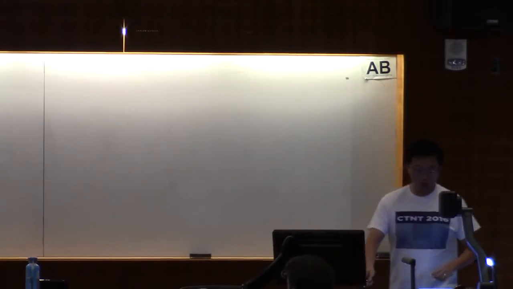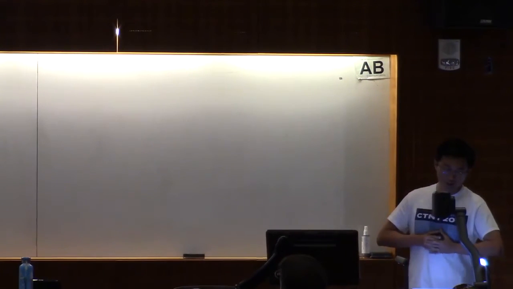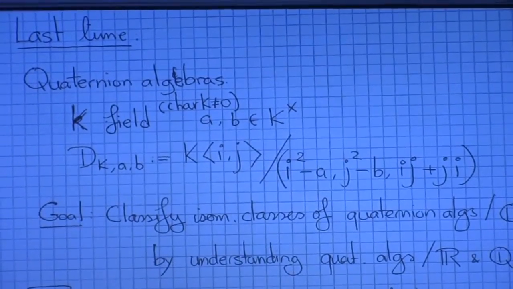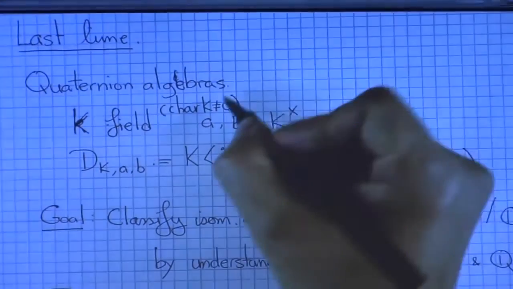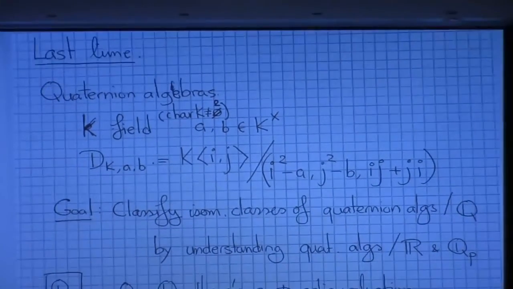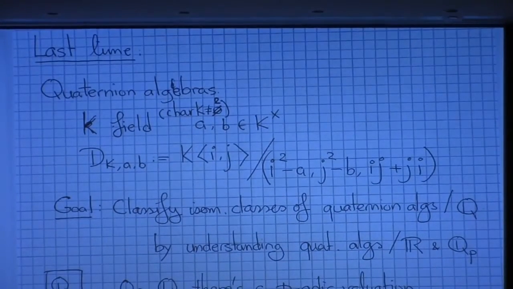So I'm just going to quickly review what we talked about last time. We talked about quaternion algebras. We consider a general field K, where the characteristic of the field is not 2, sorry, both 0. And we have two invariant values A and B, both non-zero.